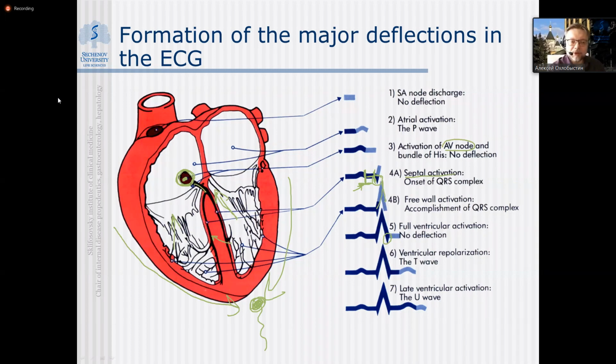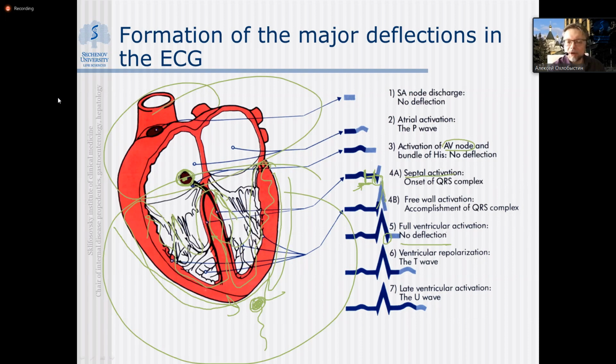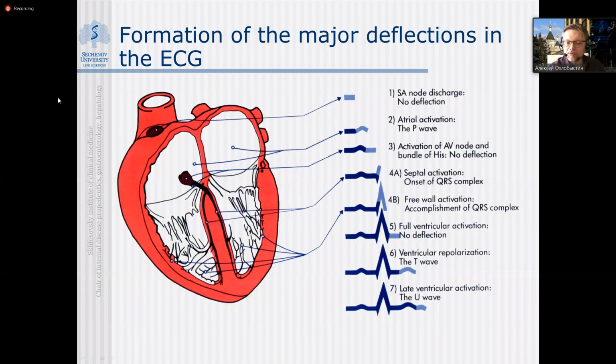There will be a situation when there is total activation of the whole ventricular wall. All of the myocardium of the ventricles will be active. And again, in that case, there will be no deflection, because there will be no potential difference between ventricles that are activated and atria that are already not, but there will be no current, no conduction. Therefore, the fourth phase of ventricular activation is full activation of ventricles, no deflection.